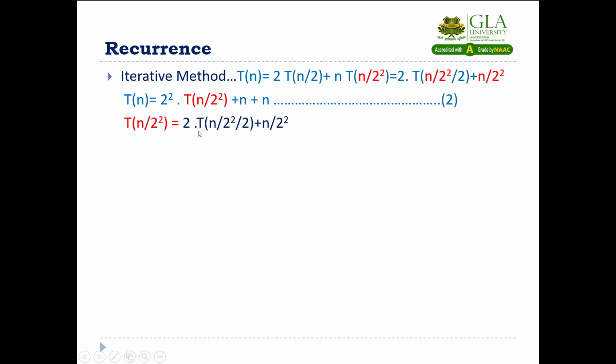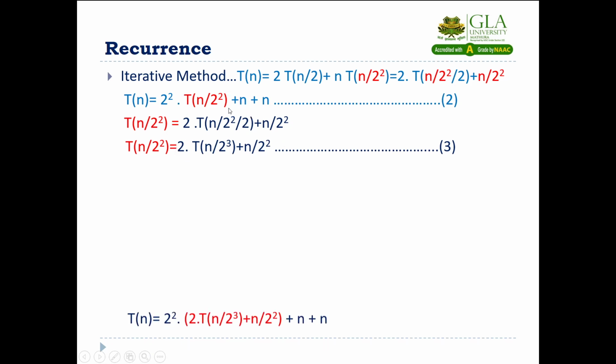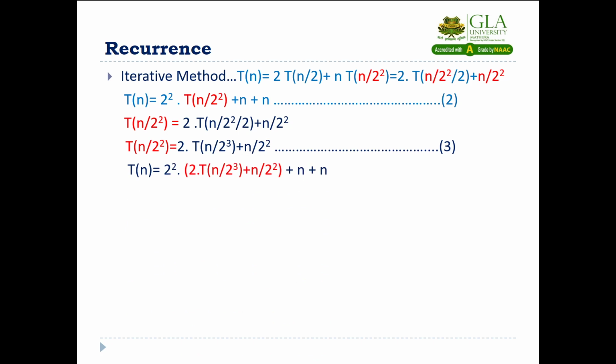So we have shown here also the expansion. So this Tn by 2 square value you will find 2 dot Tn by 2 to power 3 plus n by 2 square. This value you will put into equation number 2 at the place of Tn by 2 square. So we will find out here Tn equal to 2 square dot, whatever the value here you will put here, plus n is already there. So again you will multiply 2 square. So when you will multiply 2 square by 2, it is 2 to power 3 Tn by 2 to power 3 plus 2 square dot n by 2 square.